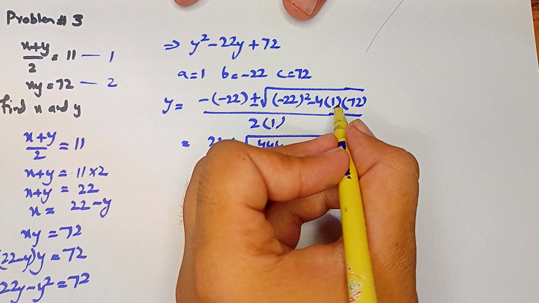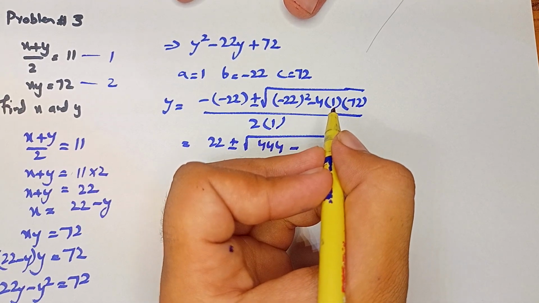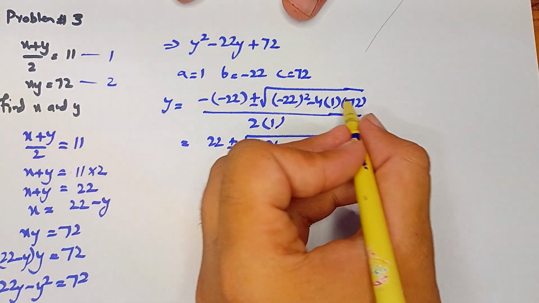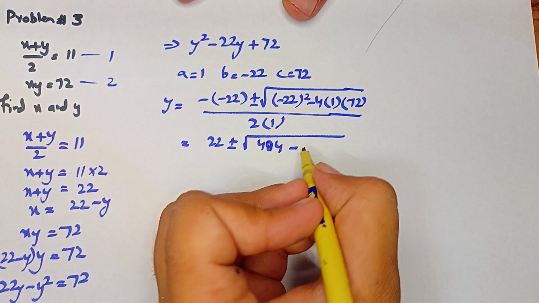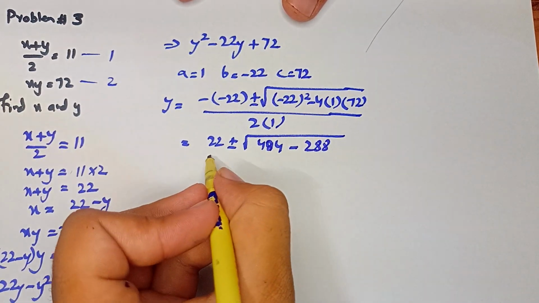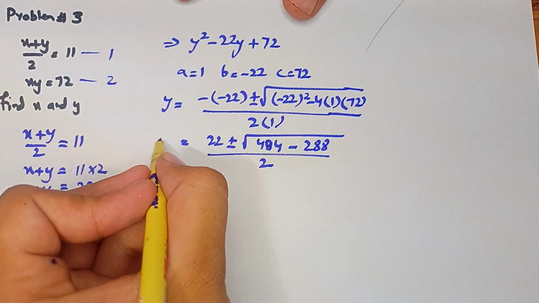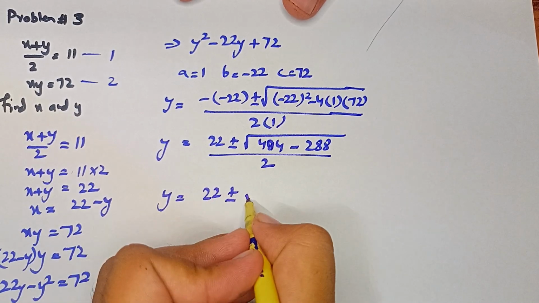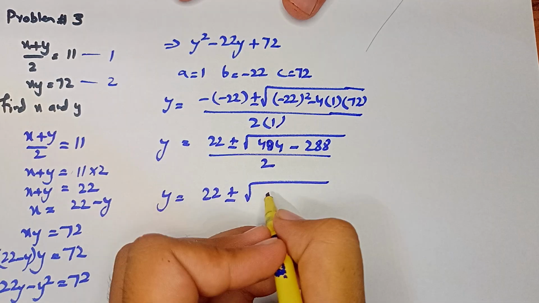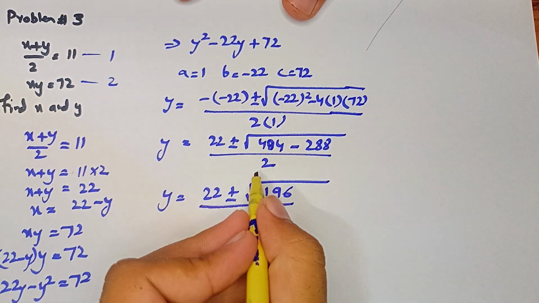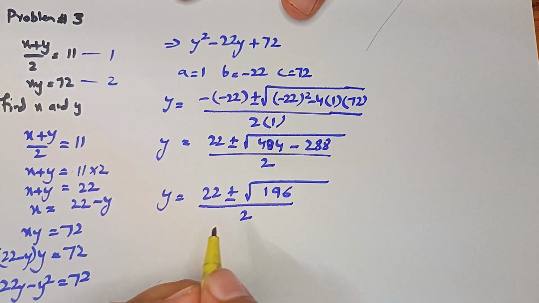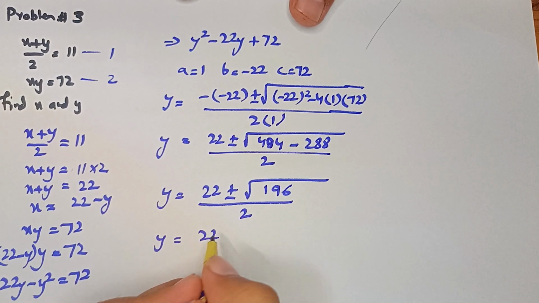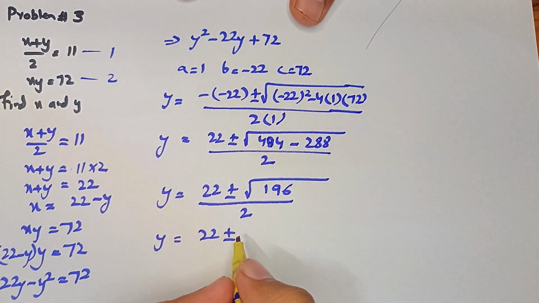So 22 plus minus under root of 22 whole square, which is 484, minus 4 multiplied by 72, which is 288, divided by 2 multiplied by 1, which is 2. Now after subtracting these two values, our answer is 196, and the square root of 196 is 14, a complete square, so it should be 14 square.